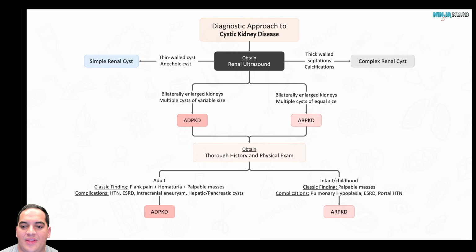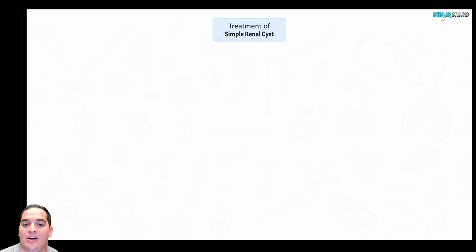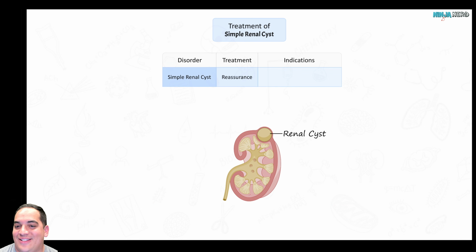Now, with this being said, we've made our diagnoses of the specific type of cystic kidney disease. The next step here is how do we treat each one? For simple, you do nothing. All right, it's fine. Just tell them, hey, you're good. No need to worry. It's an incidental finding. Nothing concerning about it.